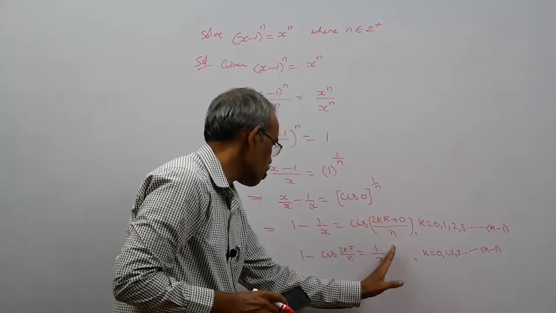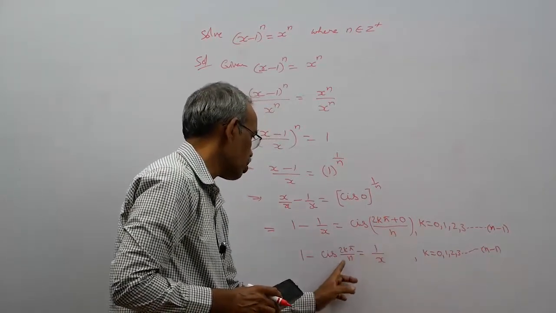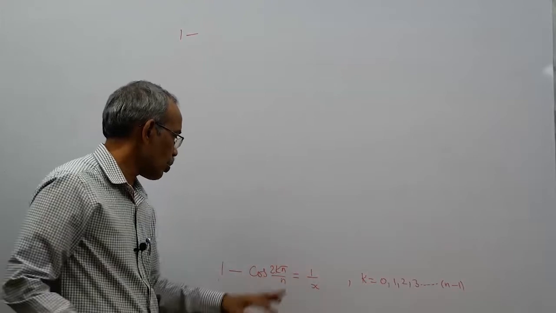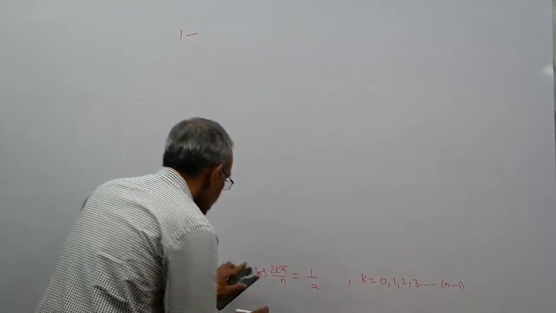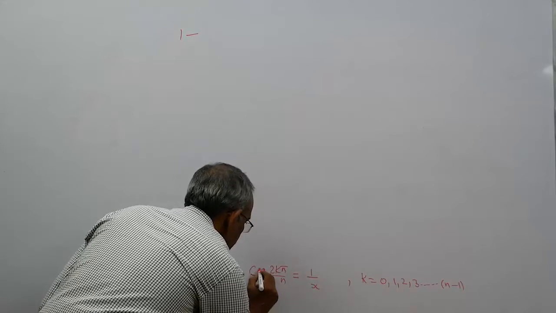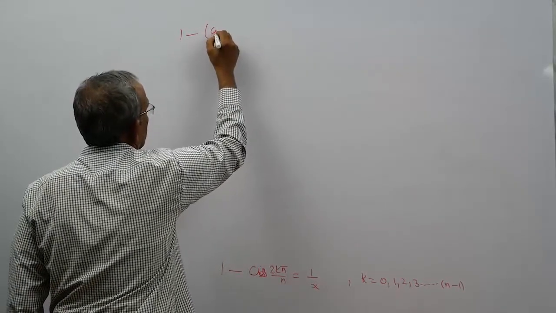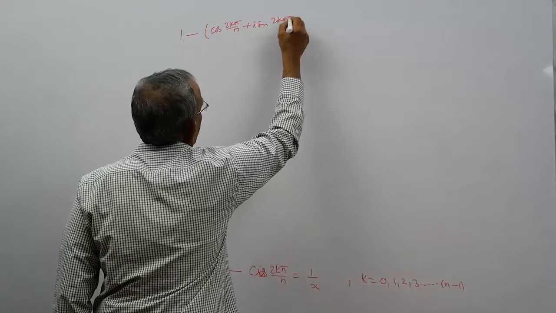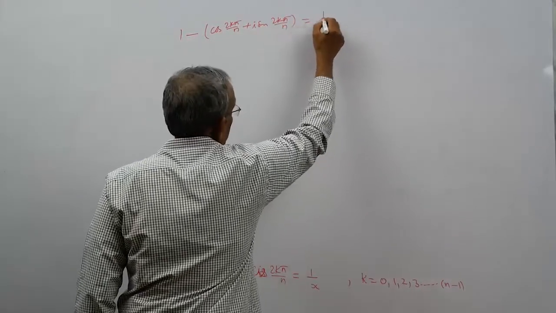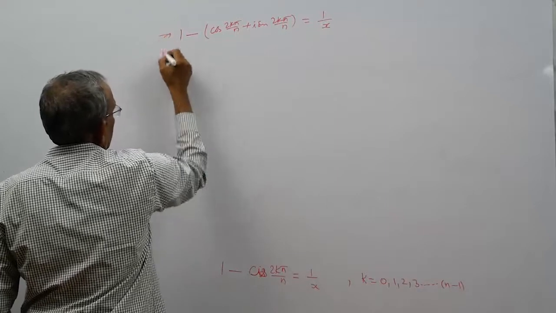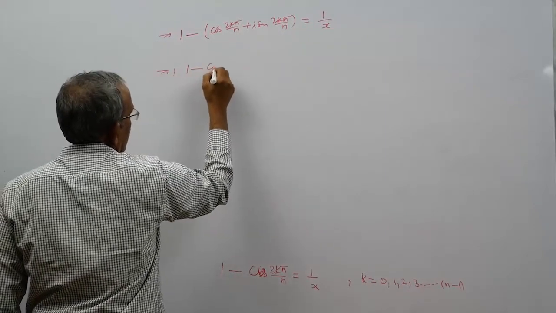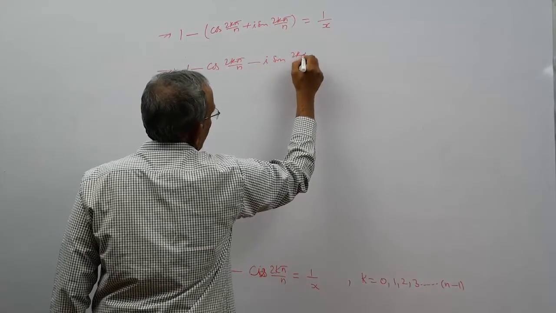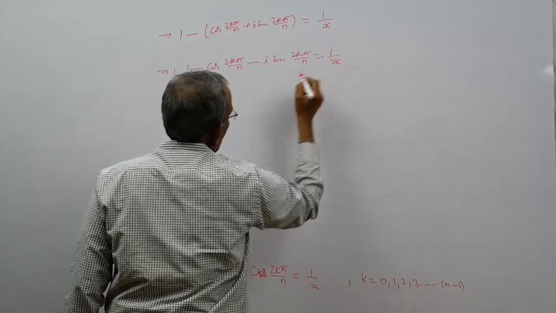Minus 1 by x, we brought 1 by x to the left side, and cis 2k pi by n to the other side, that is minus cis 2k pi by n. So 1 minus cis 2k pi by n is equal to 1 by x. Here cis 2k pi by n is equal to cos 2k pi by n plus i sin 2k pi by n. That implies 1 minus cos 2k pi by n minus i into sin 2k pi by n is equal to 1 by x.